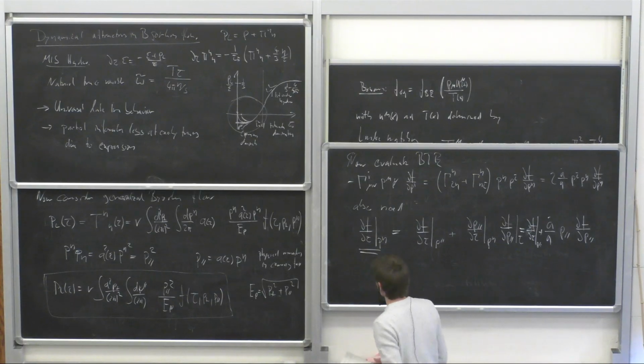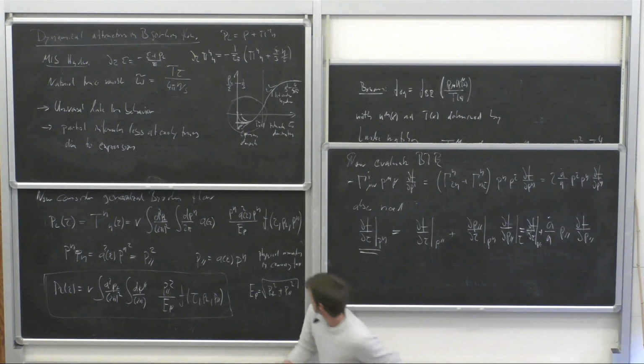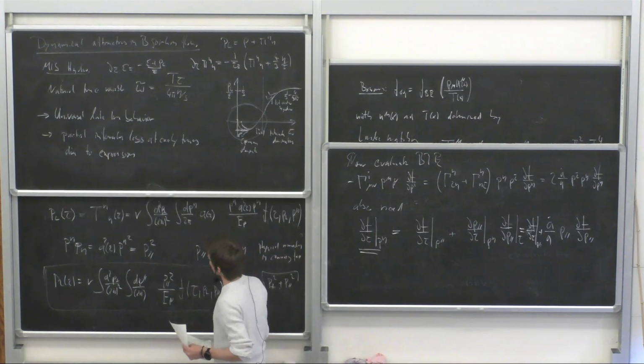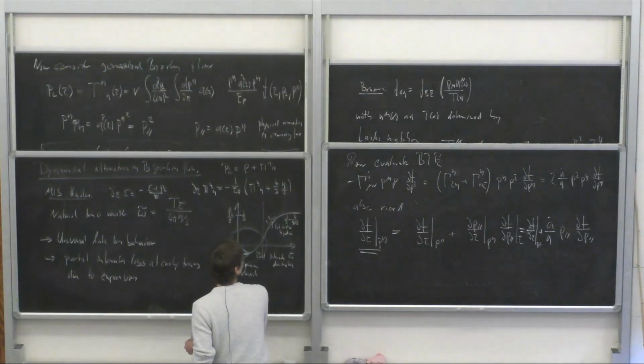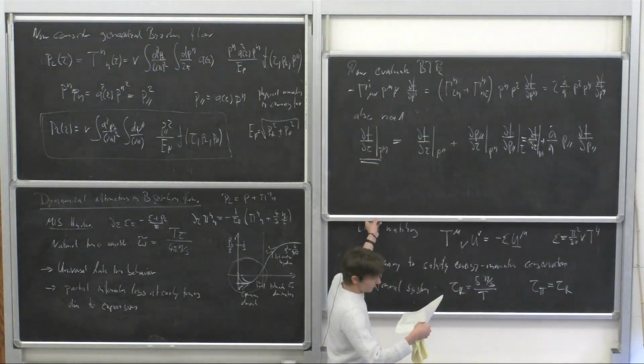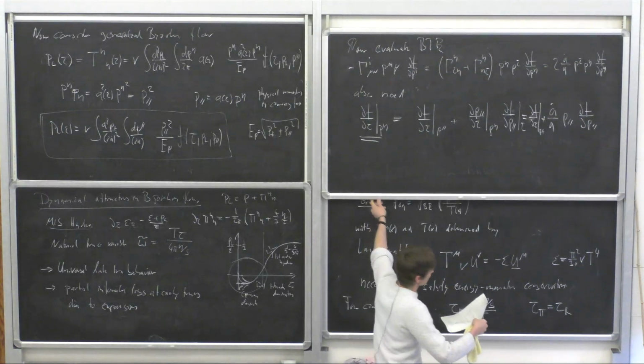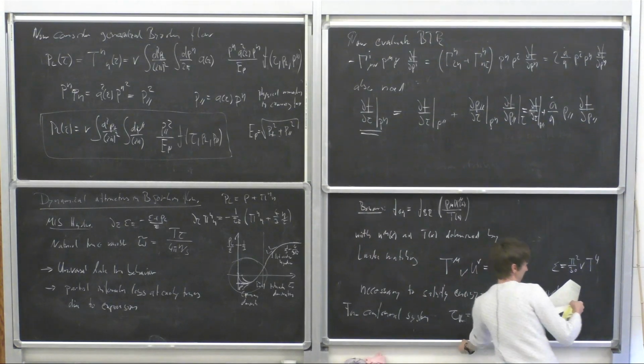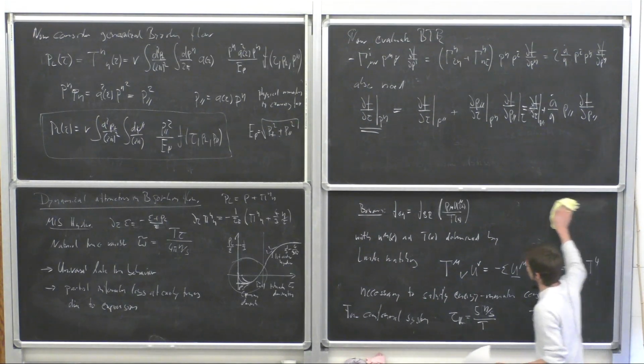Good. So, collecting everything now, this is what we want to calculate. These are the intermediate steps. So now let's write down what we get.